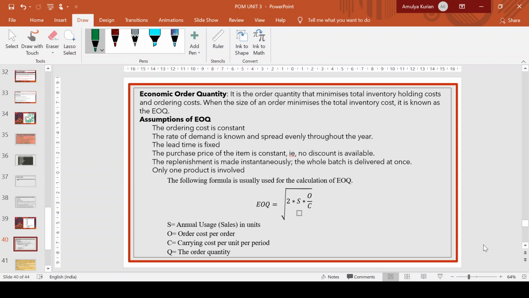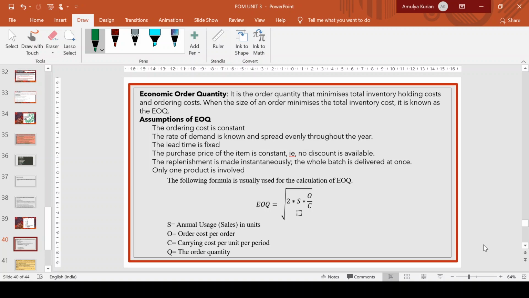Okay, there are certain assumptions of economic order quantity. The first assumption is the ordering cost is constant. That means if you are ordering one material or 10 materials, the ordering cost will be fixed. The second assumption is the rate of demand is known and it is spread evenly throughout the year. That means we know what the demand for the product will be at a particular time, and for each season what the demand will be.